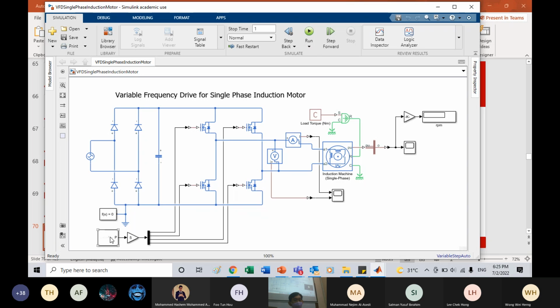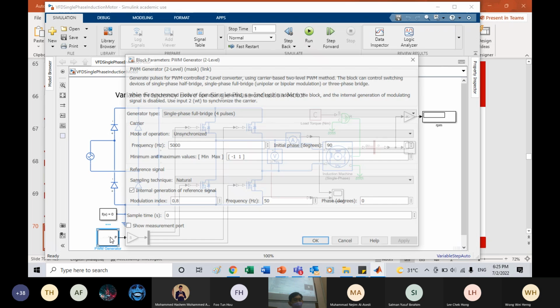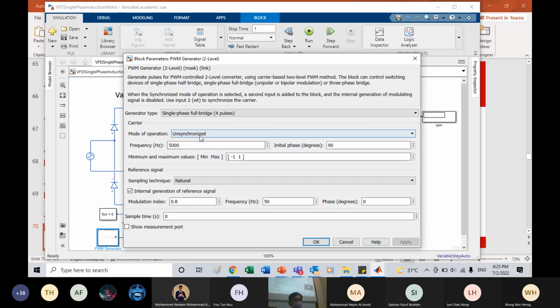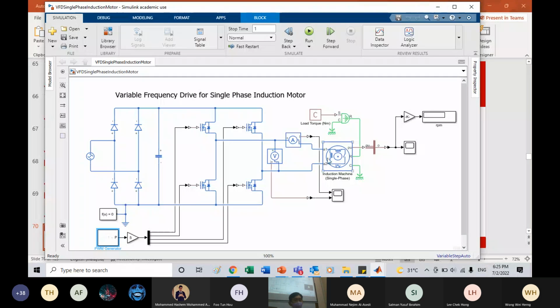And the full bridge is here, very simple. And the modulation you all have done is here. So the modulation index I also put around 0.8. I modulate at 5 kilohertz, 50 hertz frequency. Output here, there is already an induction machine, a single phase induction motor.